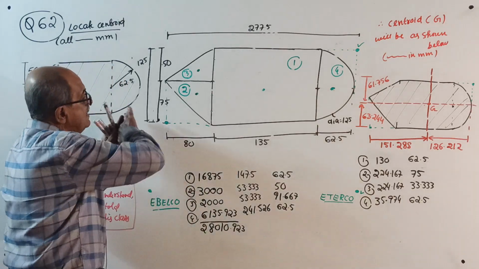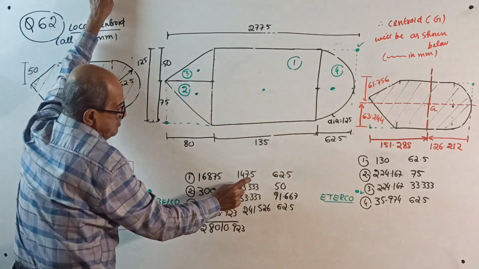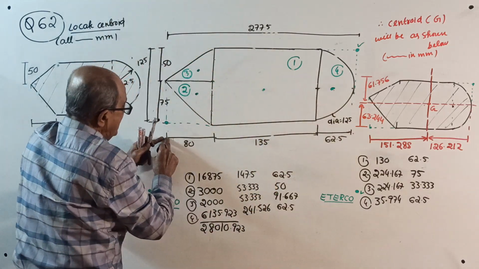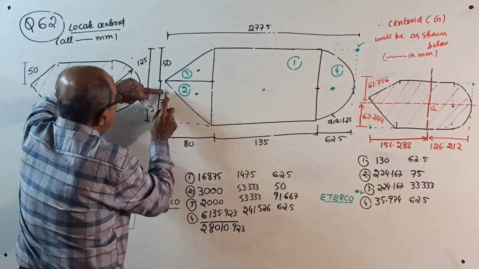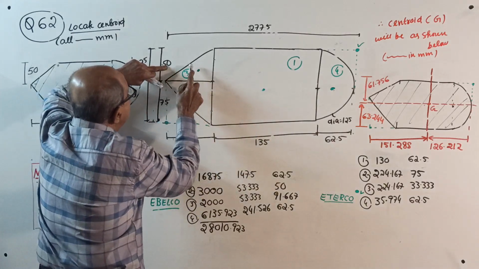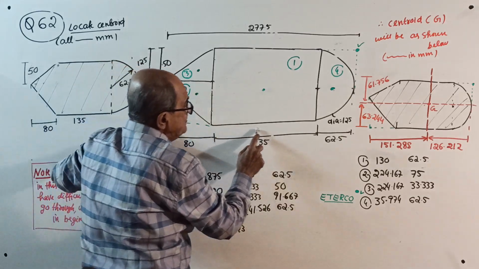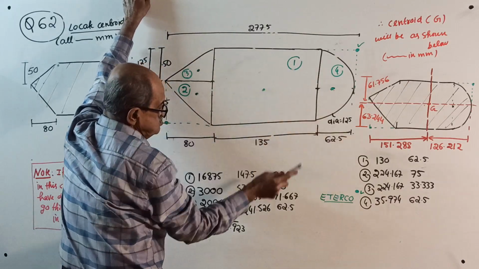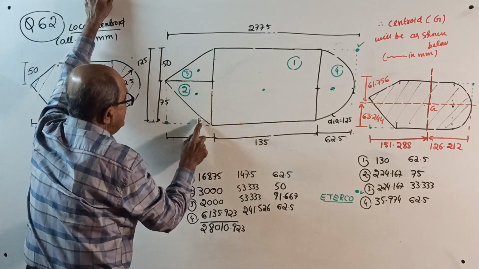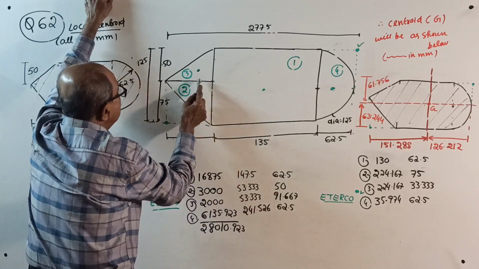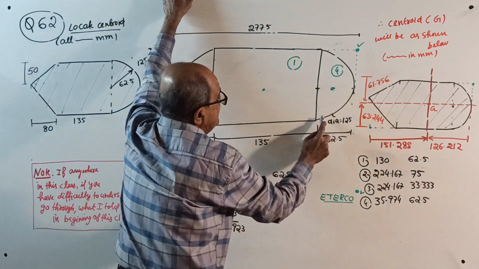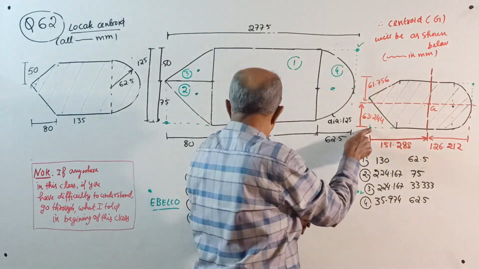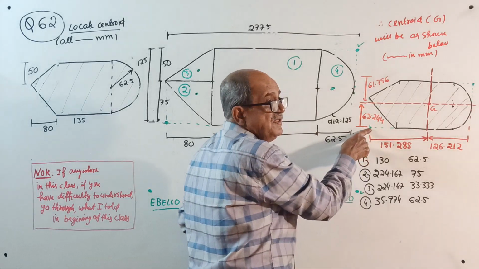Now go for Abelco. X: 2/3 of 80. Sorry, first just given here. When you put number 1 here, you start from there only. 1, G1: 80 plus half of 135. 2/3 of 80. Again 2/3 of 80. 80 plus 135 plus 2d by 3 pi. Y: 125 by 2. 2/3 of 75. 75 plus 1/3 of 50. Exact mid height, half of 125. You will get this x bar, this y bar. This is your Abelco. Okay, now start.